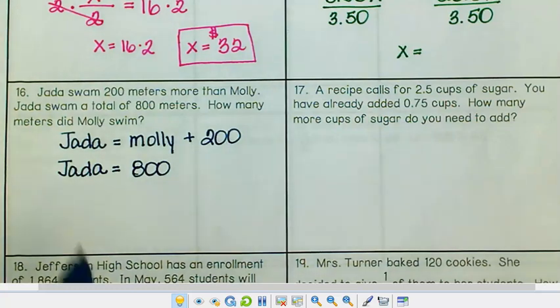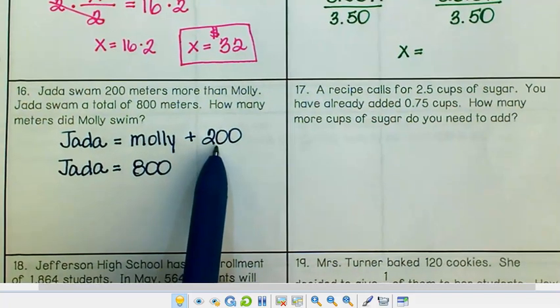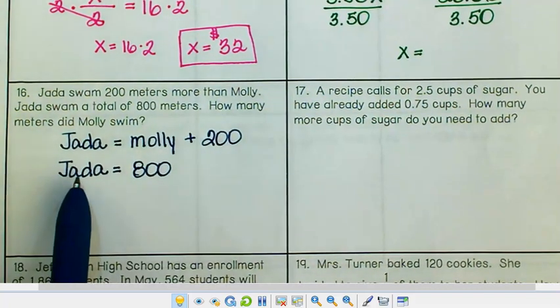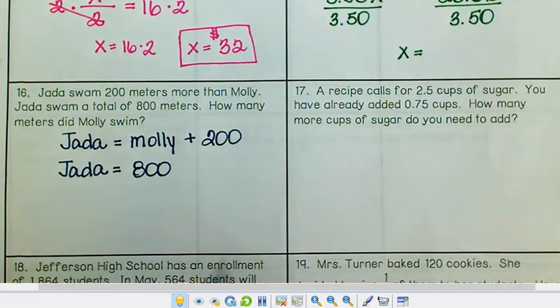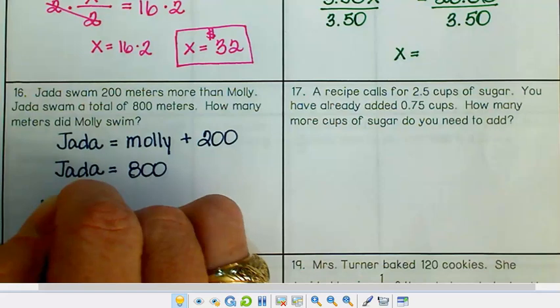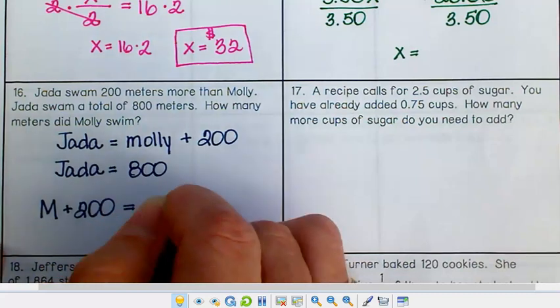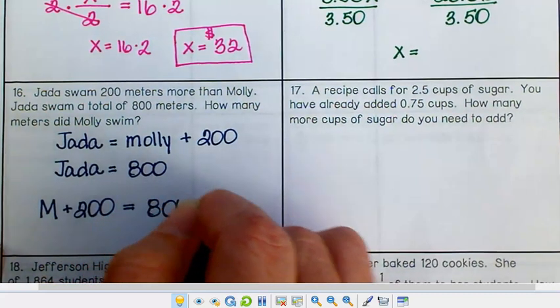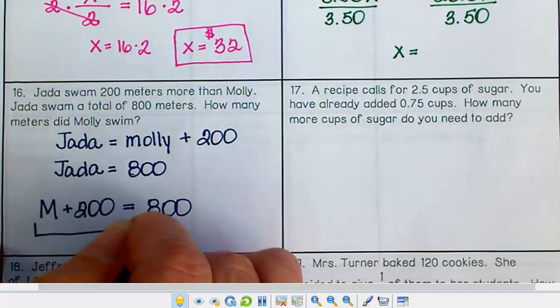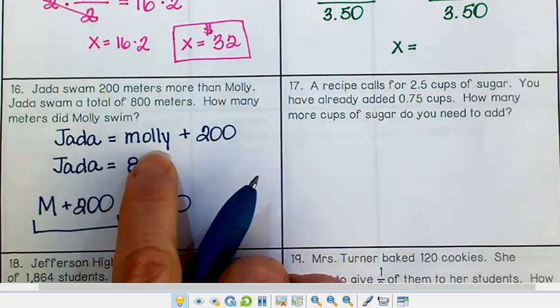Here's the deal. Jada did this. Whatever Molly did plus 200 is how far Jada swam. And they told you Jada swam 800. So really, the distance Molly swam plus 200 equals the 800. Did Jada swim this length? Yes, that's what Molly did plus 200. They told you Jada swam 200 meters more than Molly.